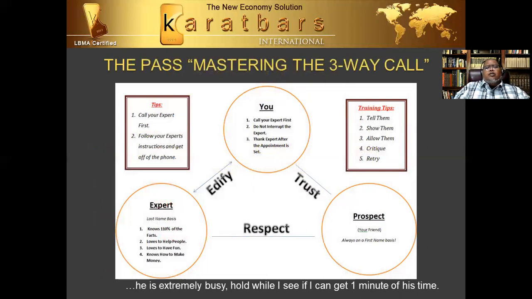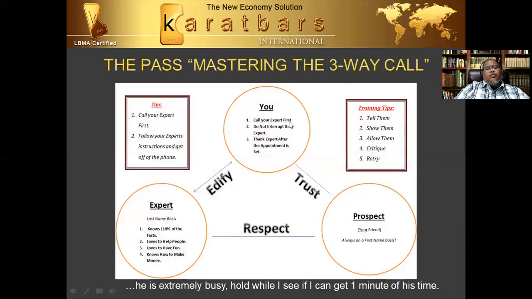Okay, now let's talk about the pass, folks. In this, we're peaking and we're passing, right? So let's talk about the pass. It's mastering the three-way phone call. And what you really need to understand here, folks, is that in this process, you call your expert first to make sure that they're available.